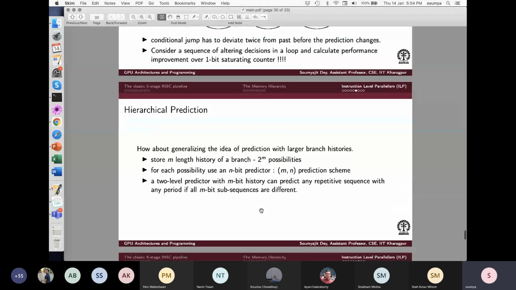Now hierarchical prediction would mean you generalize this concept. So you have an m-length history of branches. Suppose I remember that I took a branch, then I didn't take the branch, then I again took the branch, then I again took the branch. Suppose I have a history, and for that history, I have an n-bit predictor.